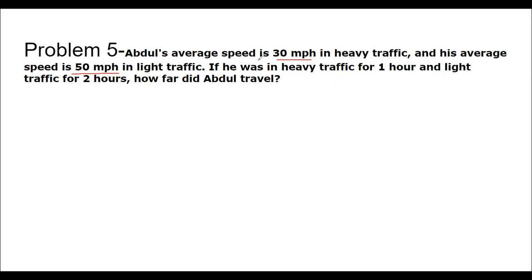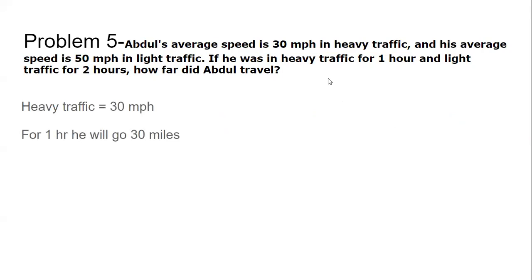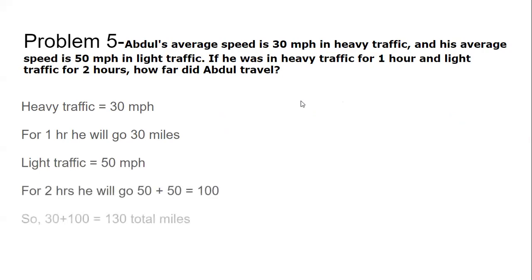So he's in heavy traffic for 1 hour, so he goes 30 miles. He's in light traffic for 2 hours, so he goes 50 and 50. How far do you travel? So you're going to add these up and you get 130 miles. All right, and this is a little neater version. For 1 hour, he'll go 30 miles. Light traffic is 50 miles per hour, so it's 50 and 50, that's 100. And you get 130 total miles.